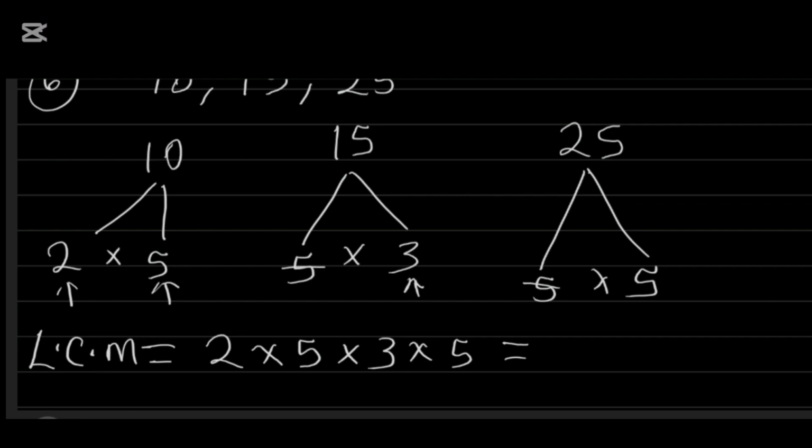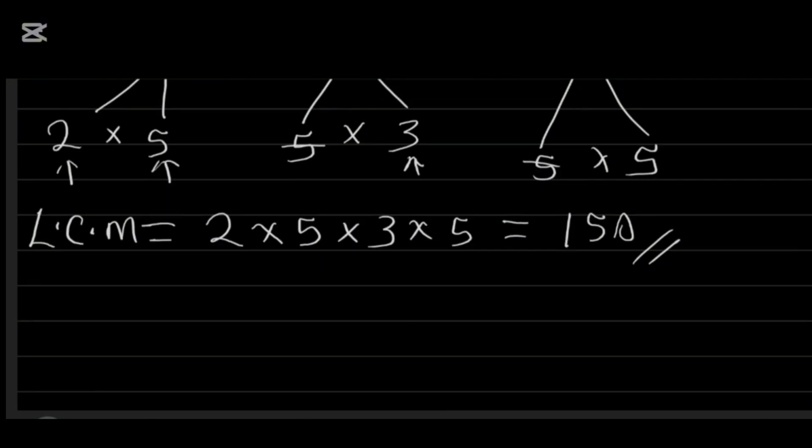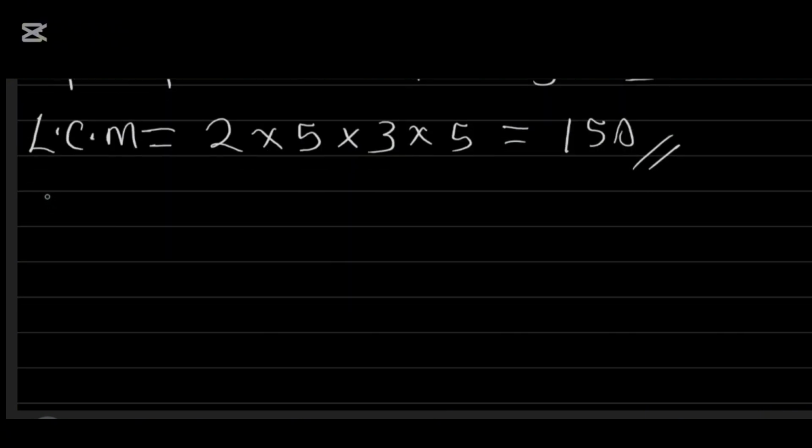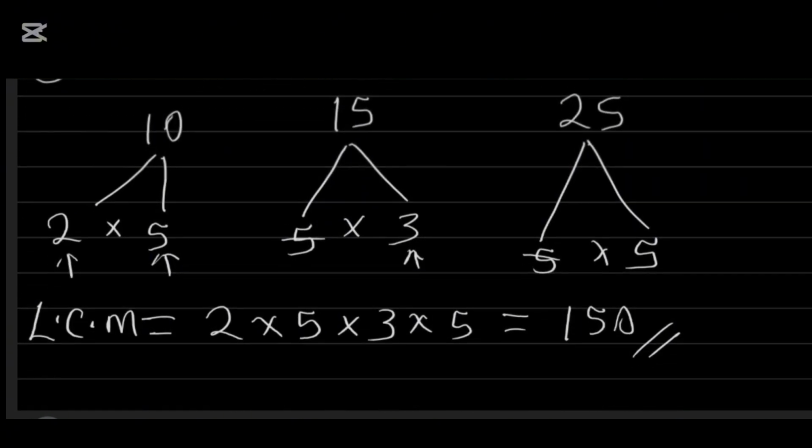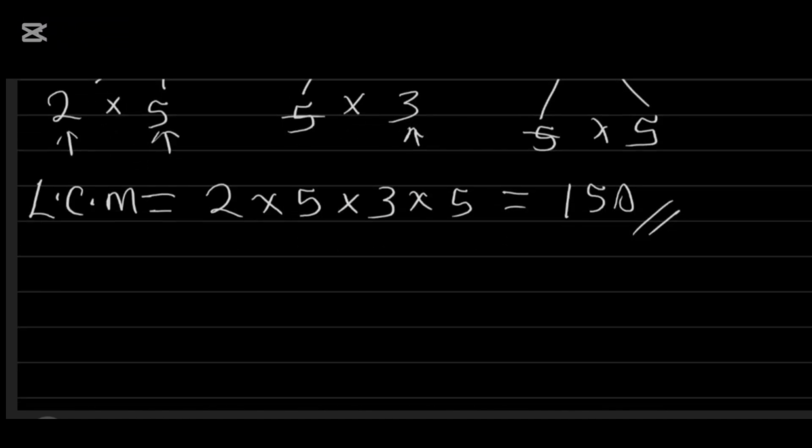So our LCM will be 5, 2 times 5, and then 3 times 5 also. 2 times 5 is 10. 3 times 5 is 15, which means the LCM is 150. Okay, so this is how to find the LCM of any kind of number.